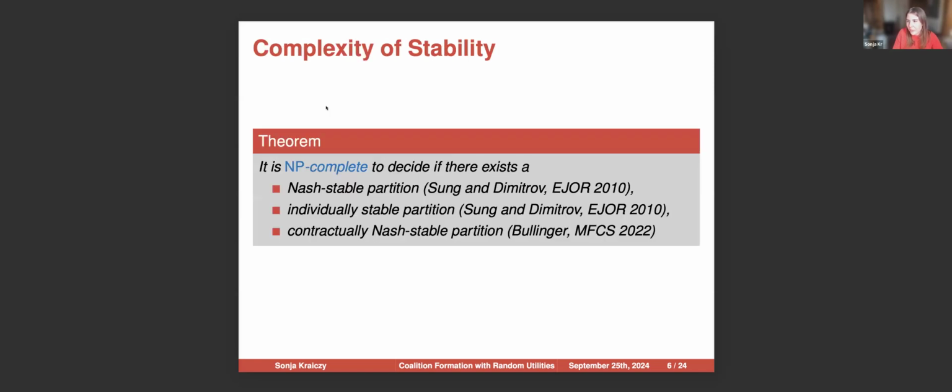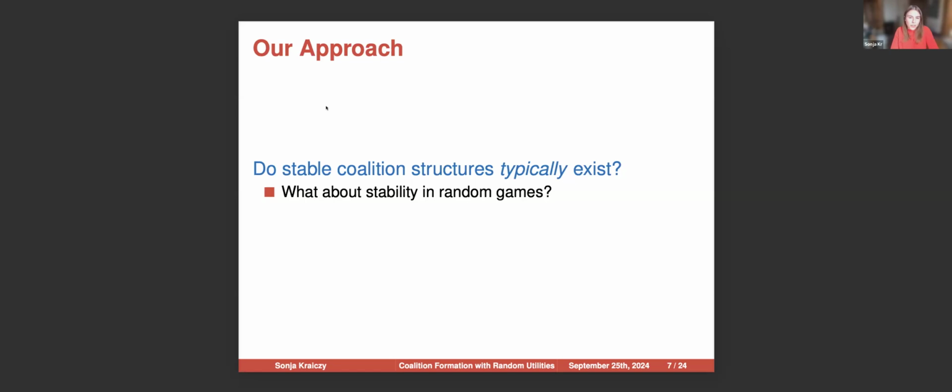There has been work studying the complexity of these, because it's a very natural question to at least be able to see when it exists and when it doesn't exist. And if it does exist, can we find it? All of this efficiently, of course. And the bad news is that for each of these stability notions, it is NP-complete to decide if there exists a partition satisfying it. And that's why in this work, we set out to take a different approach.